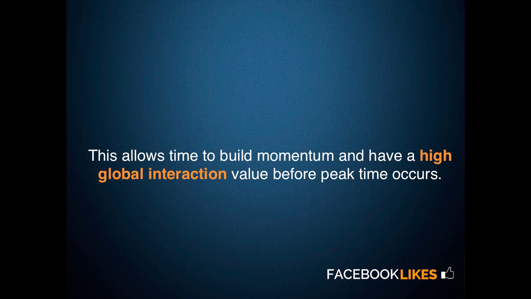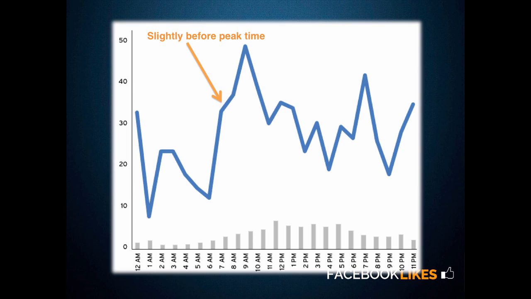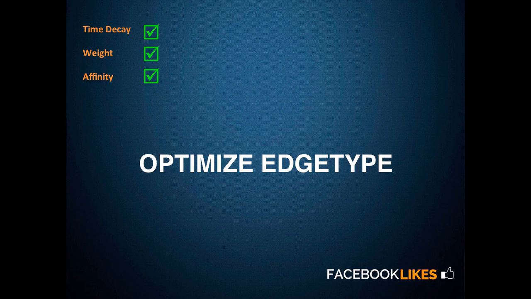So what this does is it allows time to build momentum for your status and have a high global interaction before peak time and peak competition occurs. Here's a graph. Here's the peak time here at 9 a.m. I normally log in about, this hour is probably too early, about 8:15, maybe 8:30, and post in here as the competition is getting higher. Sneak in there, get your global interactions and your momentum up so that when 9 a.m. or 9:30 occurs, you have a very strong score and will appear most likely in the top 40 edges on a significant amount of your fans' news feeds.